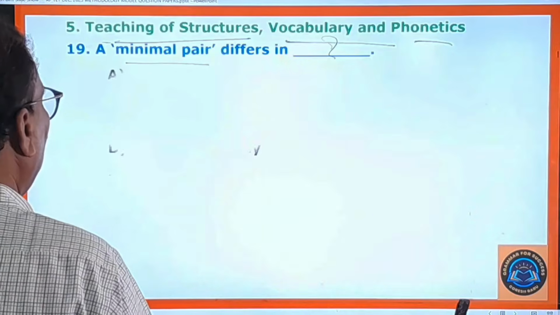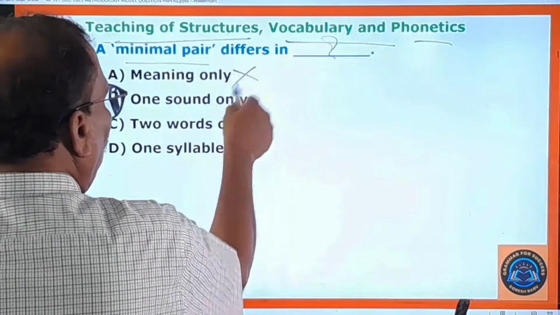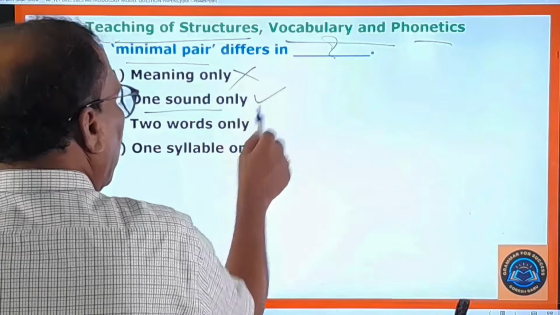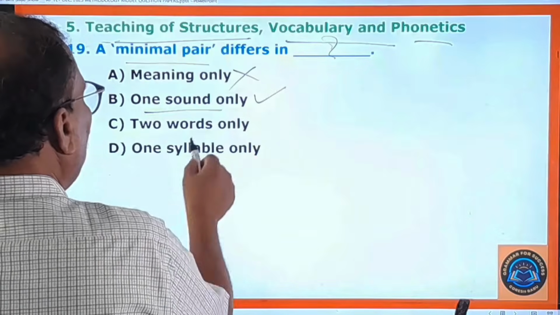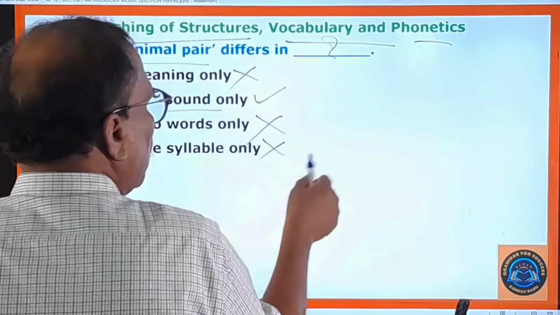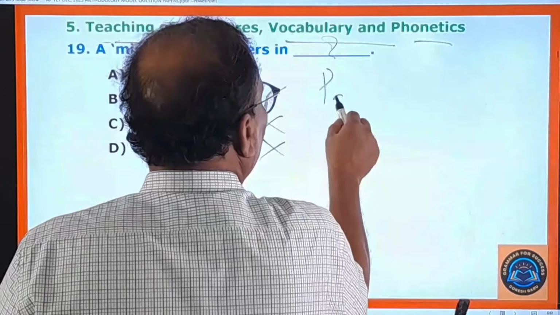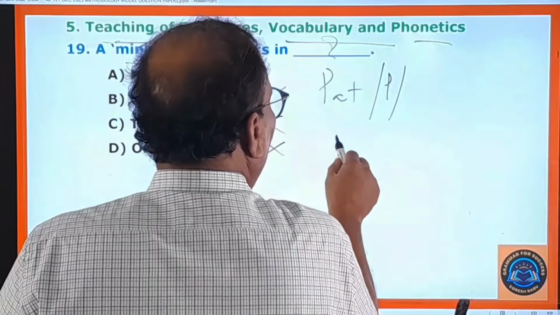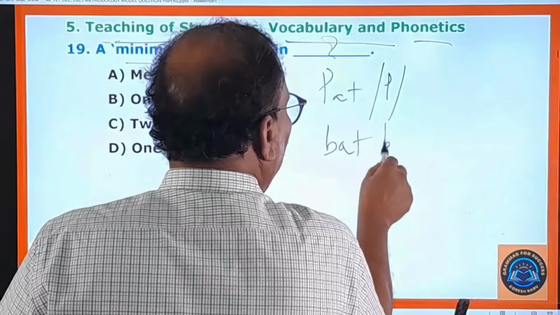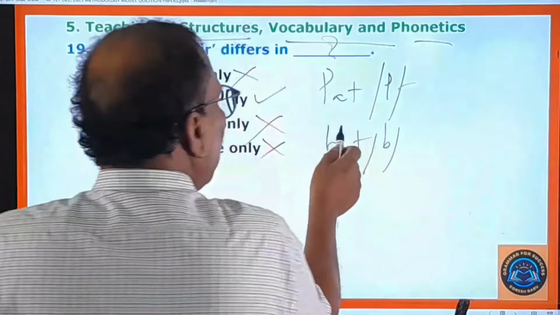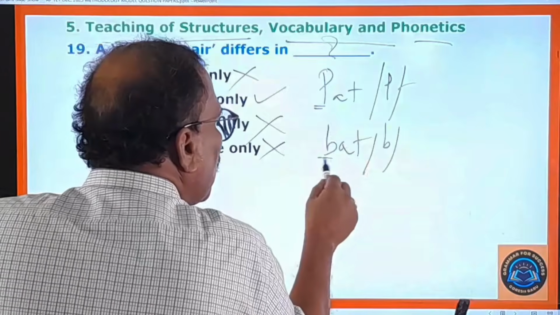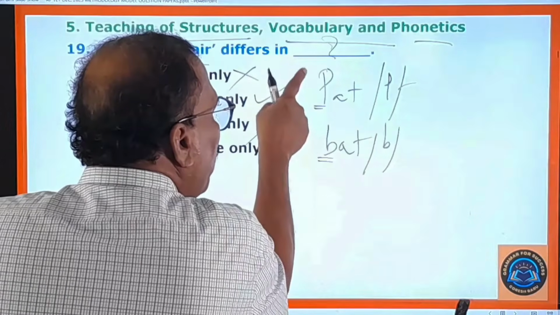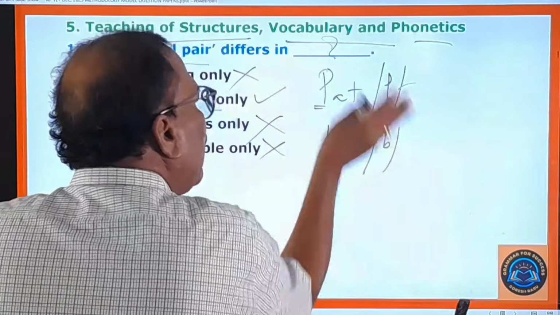Let us look at the given options. Meaning only? No. One sound only. This B is the right one. Two sounds? No. One syllable? No. For example, here pat. So P. And bat. B. So these are only one sound. This is called a phoneme. So changing a phoneme can change the entire word.